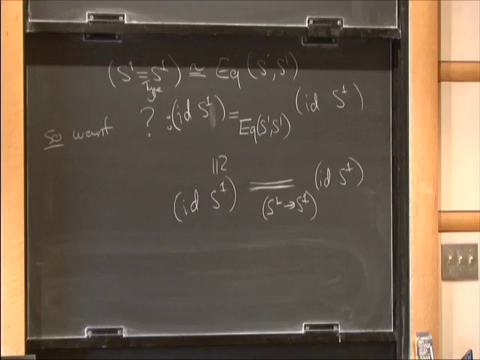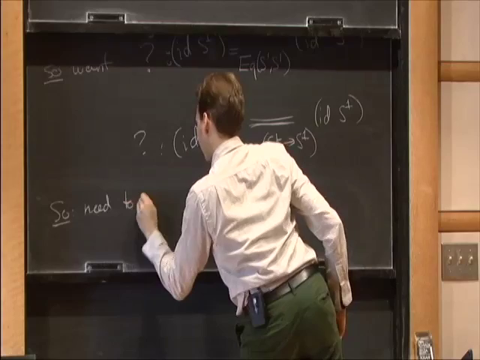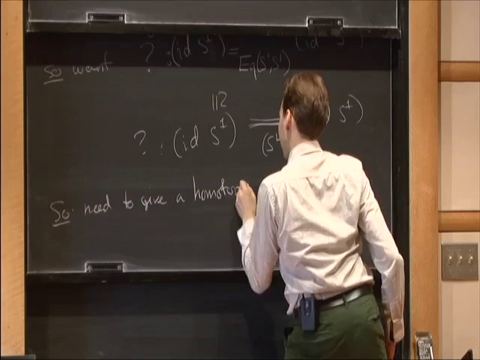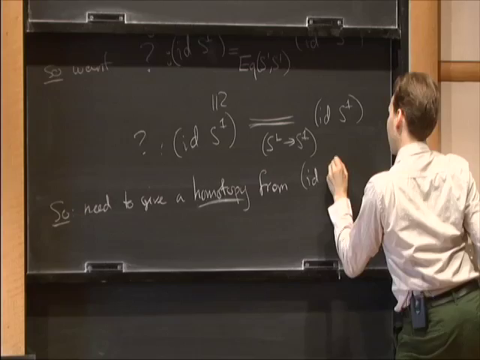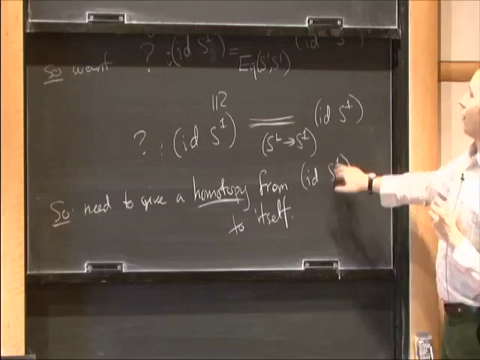So what we need to give, for the second part here, is a homotopy from the identity on the circle to itself. Generally, this would happen whether we'd started with a circle or any other space. We didn't do anything particular with the circle in here.